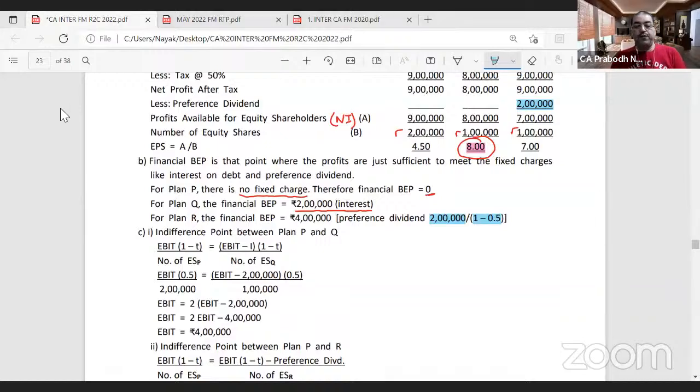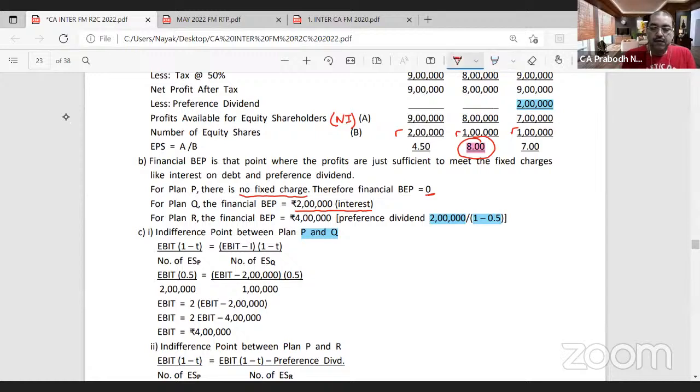Now, that is the maximum. I'm not saying that exactly 3 points should be there. I'm saying maximum 3 points should be there. Between any two financial plans, there will be one indifference point. So now I start with P and Q. P is not having any interest, not having any preference, while Q is having interest. So when I write the formula, I have to take care.